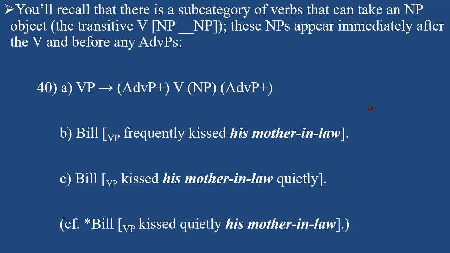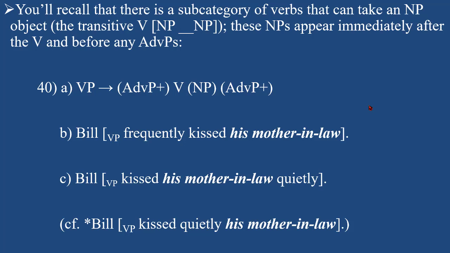For example, Bill frequently kissed his mother-in-law. Bill kissed his mother-in-law quietly. Bill kissed quietly his mother-in-law. No, this one is ungrammatical. The NP is always after the verb. With kissed quietly, the NP is not after the verb and before any adverbs. It should be after the verb and before the adverbs.